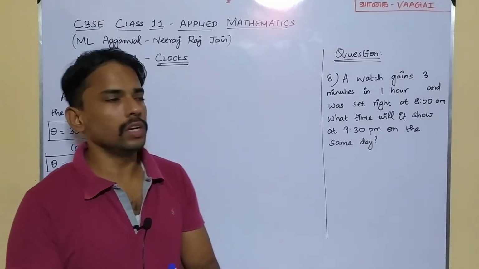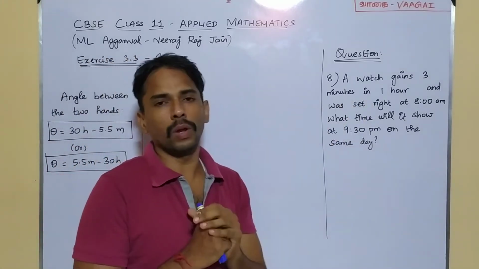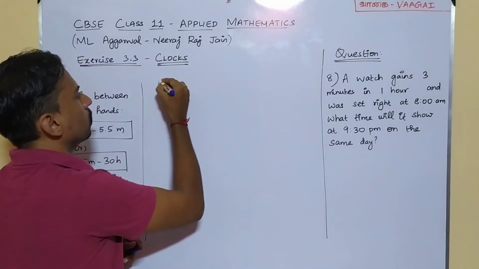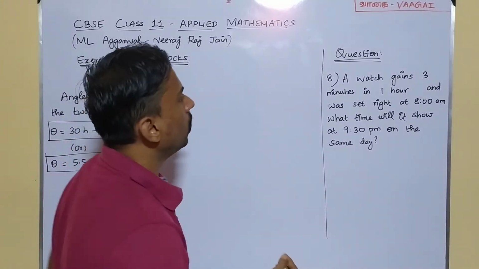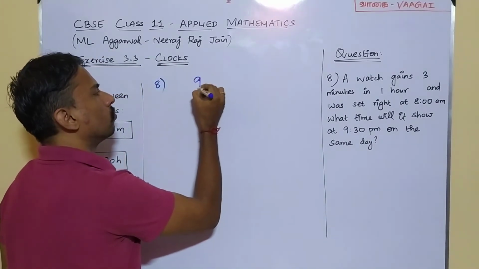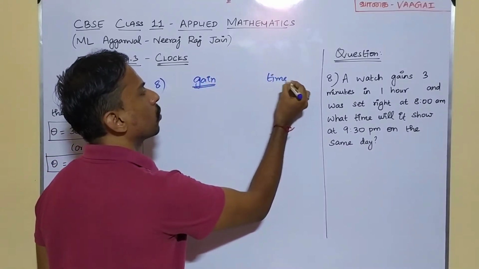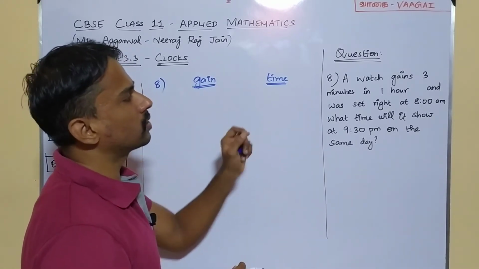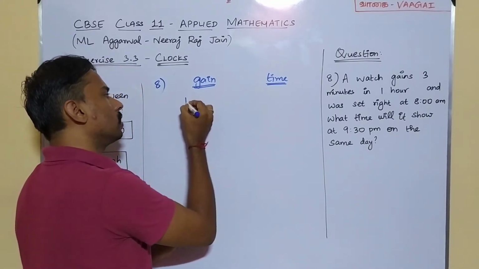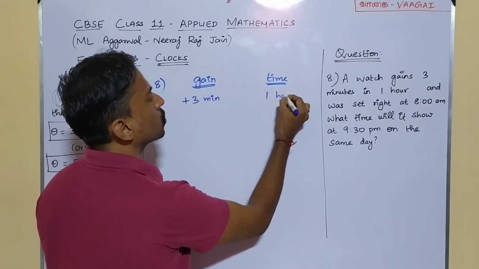Again a very similar question. Question number 8. A watch gains 3 minutes in every 1 hour. So we'll note down the information given here. Again a question based on a gaining clock, right? So here again I'm going to follow the same steps, gaining and in what time. So the watch is going to gain 3 minutes in every 1 hour. So plus 3 minutes in every 1 hour. This is what is given.